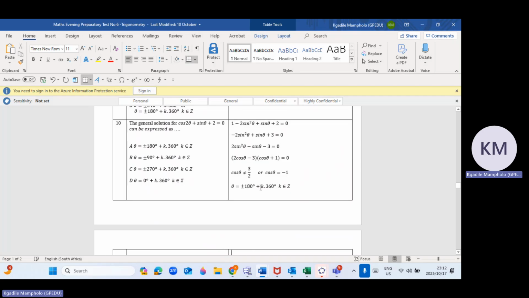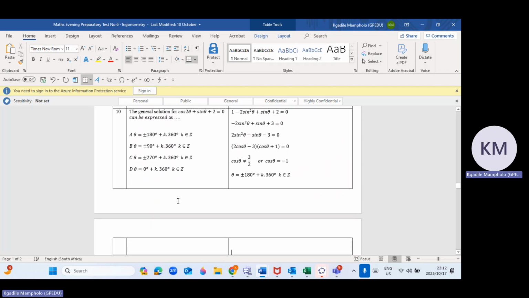Like I said, for sine and cos, the fraction cannot be improper because adjacent and opposite cannot be more than the hypotenuse. Then the only valid value will be cos theta equals -1, and cos can only be -1 at 180 plus and minus 180. Then this will be your general solution. Here you stop because it's not a specific solution, it is a general solution.